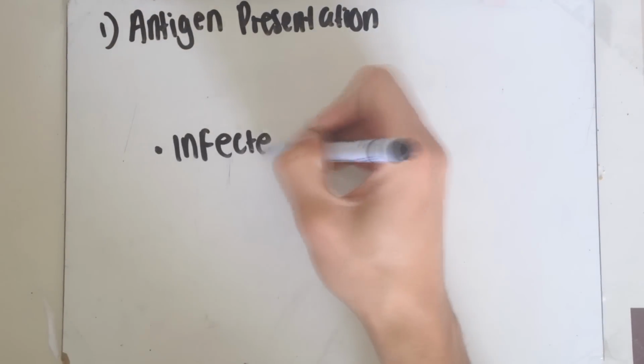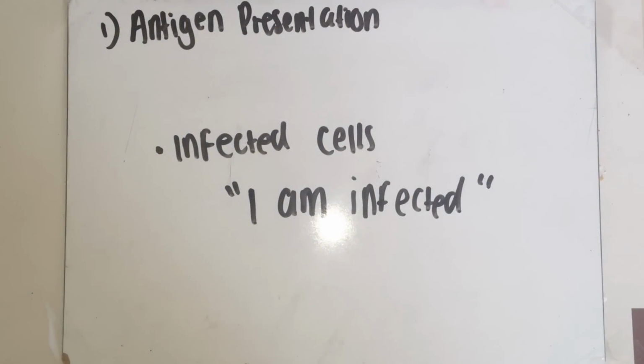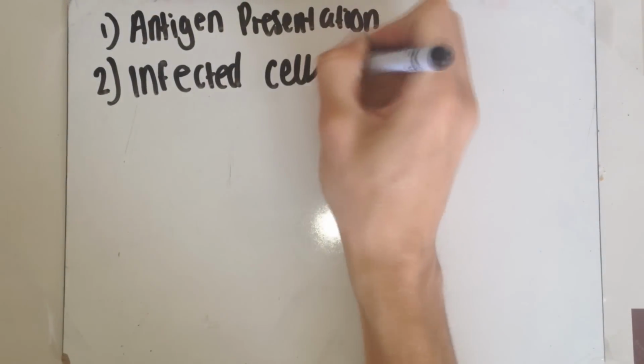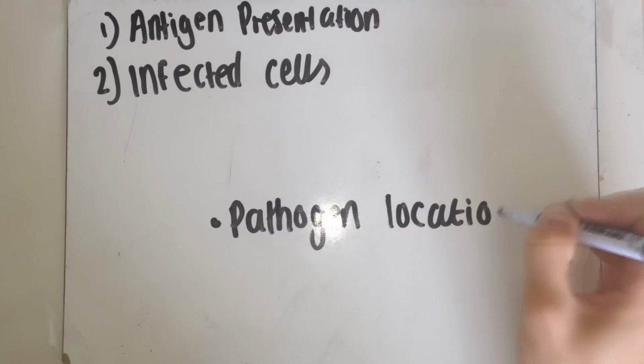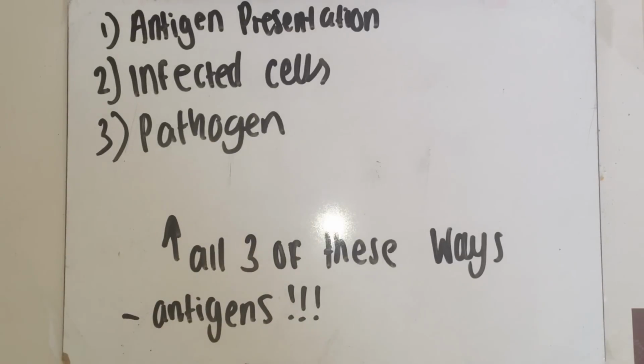Also, there are cells in the body that would have been affected by this pathogen. These cells essentially signal to other cells and let them know that these cells are infected. The other way is basically finding the pathogen itself, recognising it by its antigens. Remember, all three of these ways are to do with recognising foreign antigens.